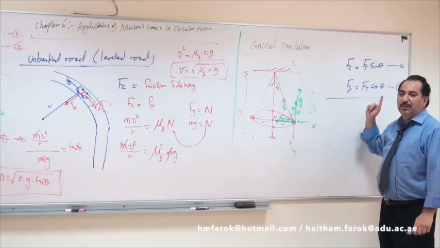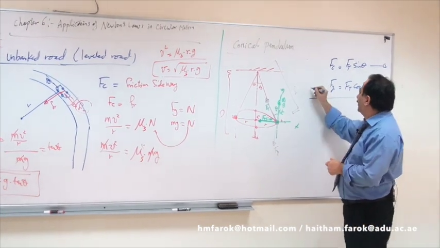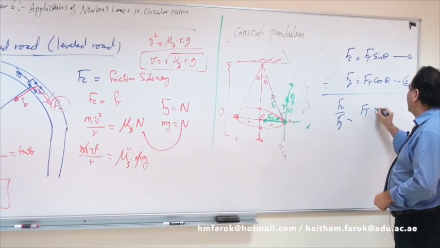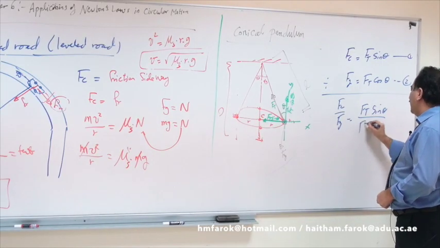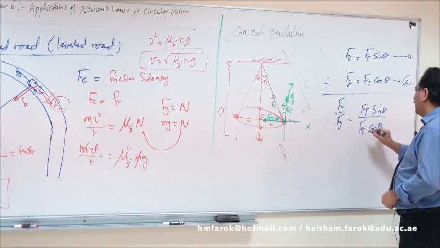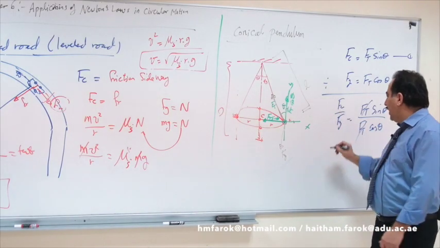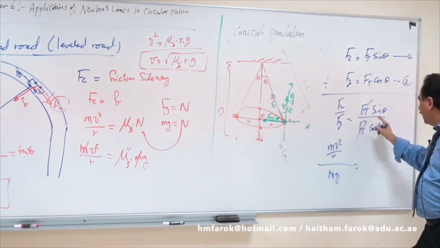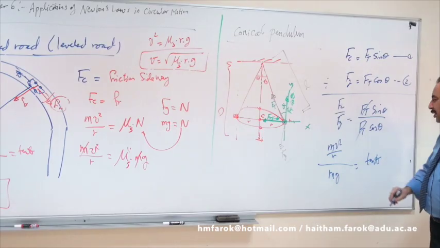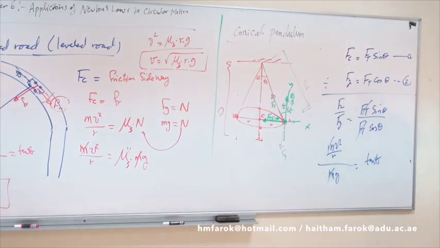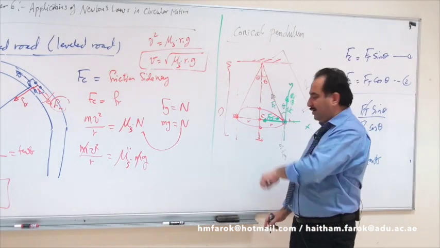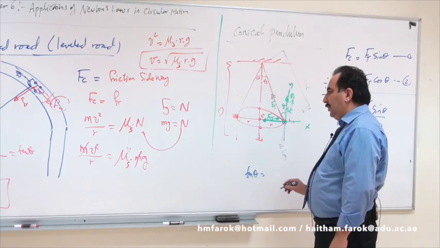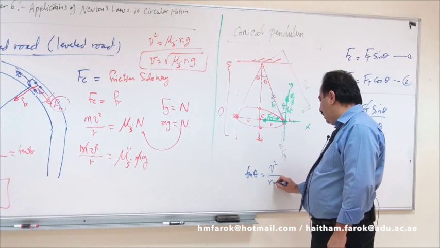Now, what shall I do to equation 1 and equation 2? Divide them. So I'll have FC over FG equal FT sine theta over FT cosine theta. FT is not needed. FC is mv square over r. FG is mg. And this becomes tan theta. The mass has no effect. I'll end up with the same equation or not? Yeah. What is the same equation? Tan theta equal v square over rg.